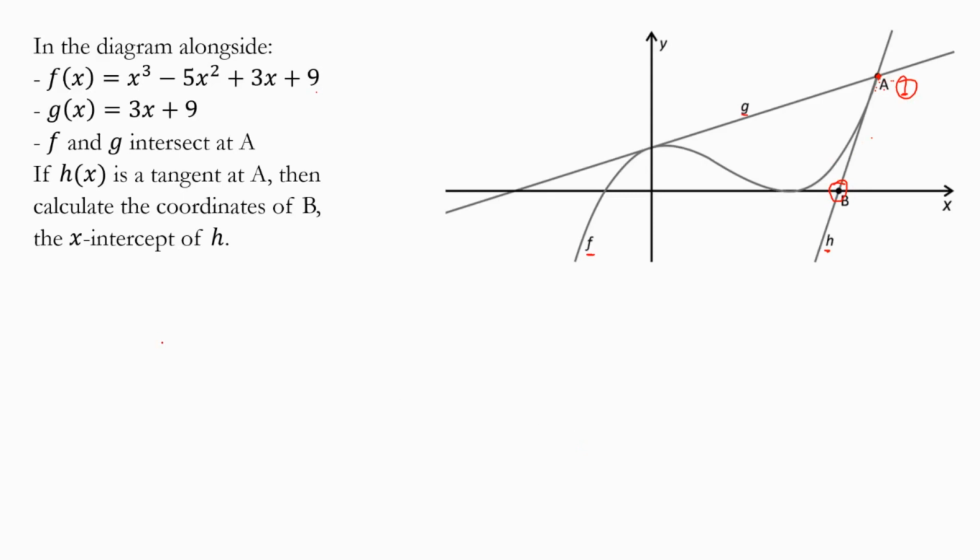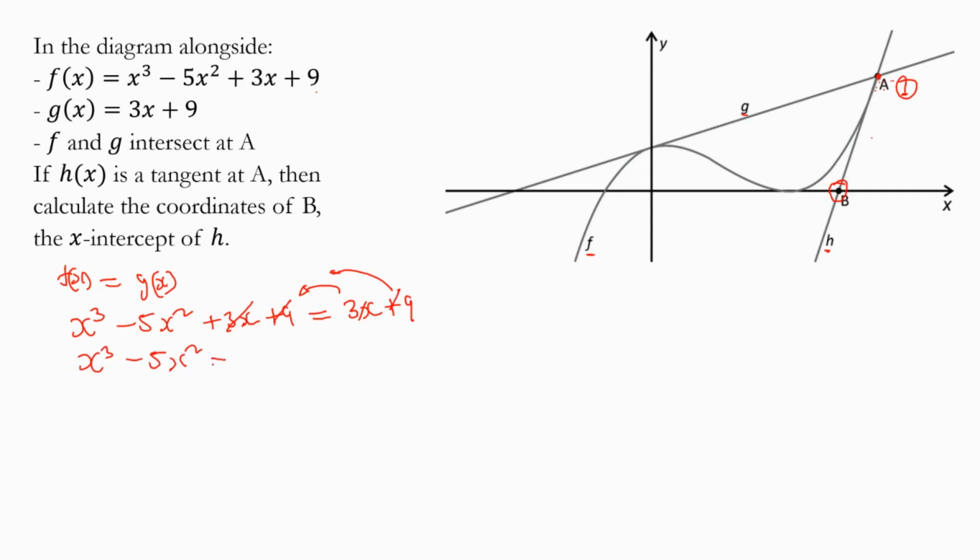First one, we're finding the coordinates of A. A is a point of intersection. So it means at A, f of x is equal to g of x. So meaning that x cubed minus 5x squared plus 3x plus 9 is equal to 3x plus 9. And then 3x, remember when you transpose this, it becomes negative 3x. When you transpose this, it becomes negative 9. So 3x minus 3x is 0. 9 minus 9 is 0. So we remain with x cubed minus 5x squared is equal to 0.